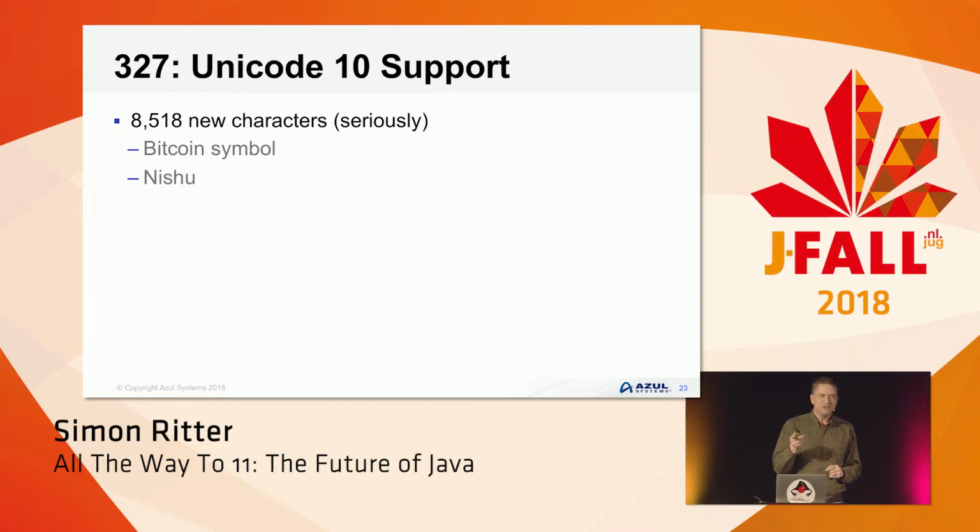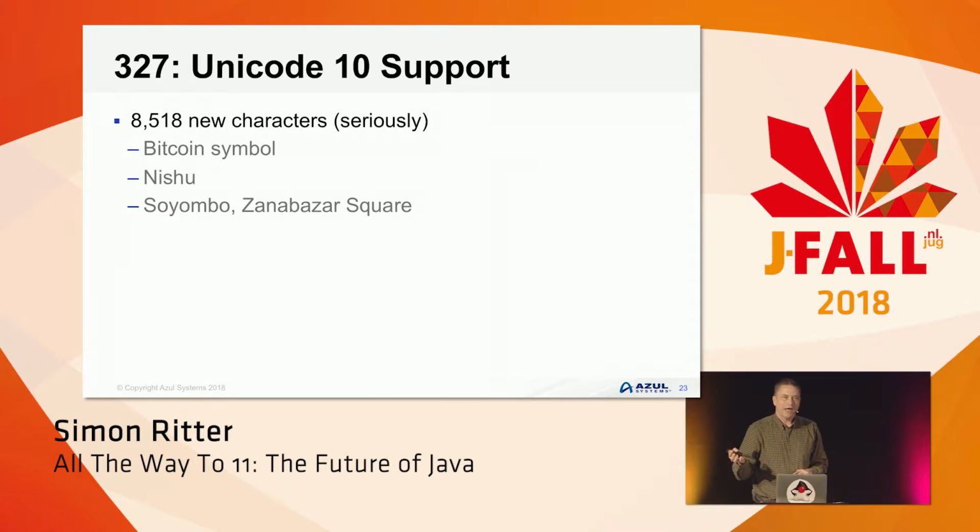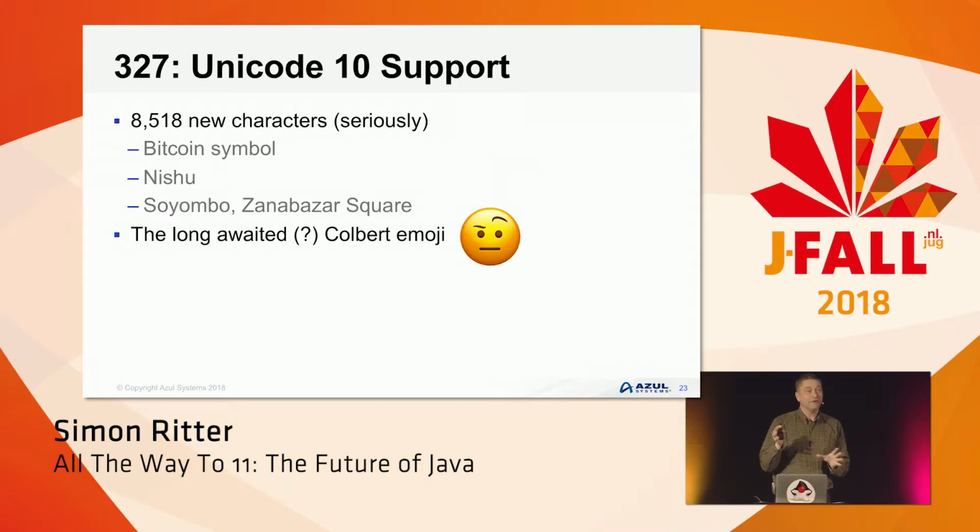Then we have a thing called Nishu. Anybody know what Nishu is? No, I thought not. Nishu is a character set which is used by Chinese women to write poetry. That's why I guess nobody was going to know that. And then we have Soyombo and Zanabazar Square, which are both character sets used by Tibetan monks to write prayers. It's good to know. And then finally, we have the apparently long-awaited Colbert emoji. Now, the nice thing about this is in JDK 9, they modified property files so you could use Unicode, which means that you can use Nishu, Soyombo, and the Colbert emoji in your property files, if you want to.